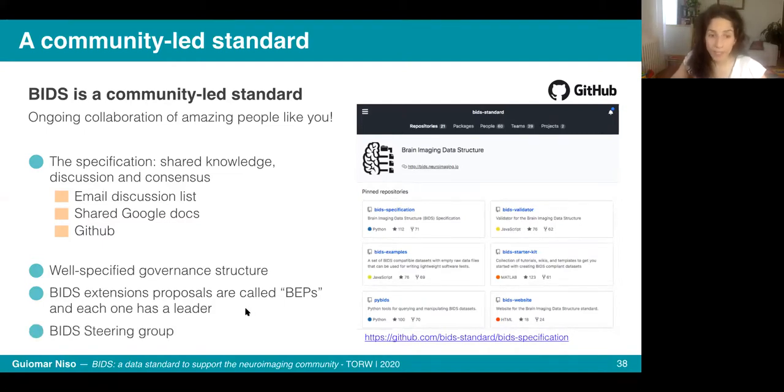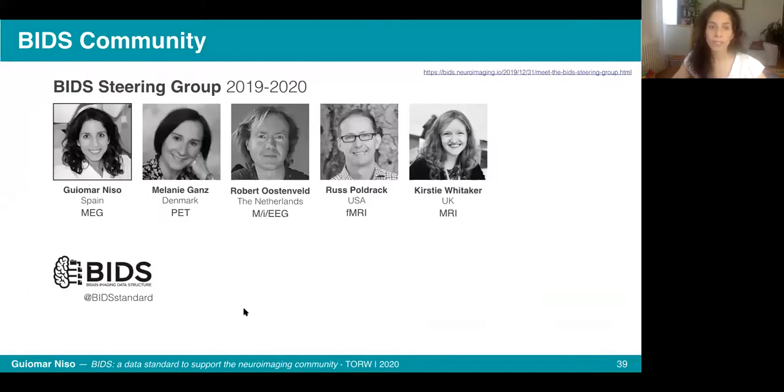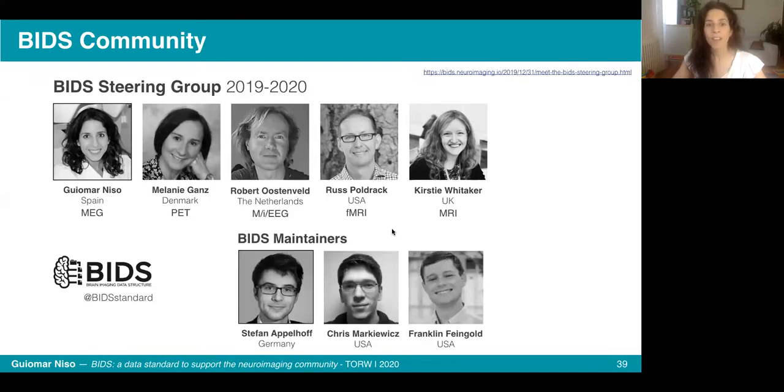And finally, we have a steering group. This is our current steering group. We are people from around the world. Each of us has expertise in specific modalities, and we were elected by a consultation of the community. We also have a really good team of BIDS maintainers like Stefan, Chris, and Franklin. And any of you can become a BIDS maintainer, and any of you can be part of the community.